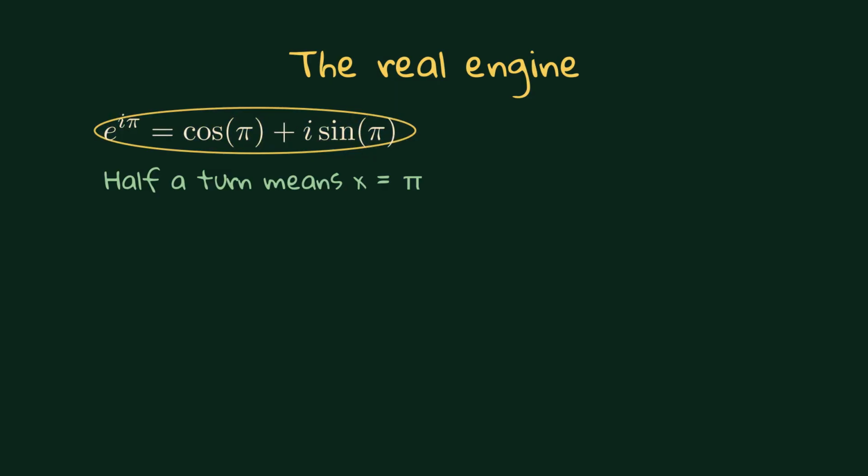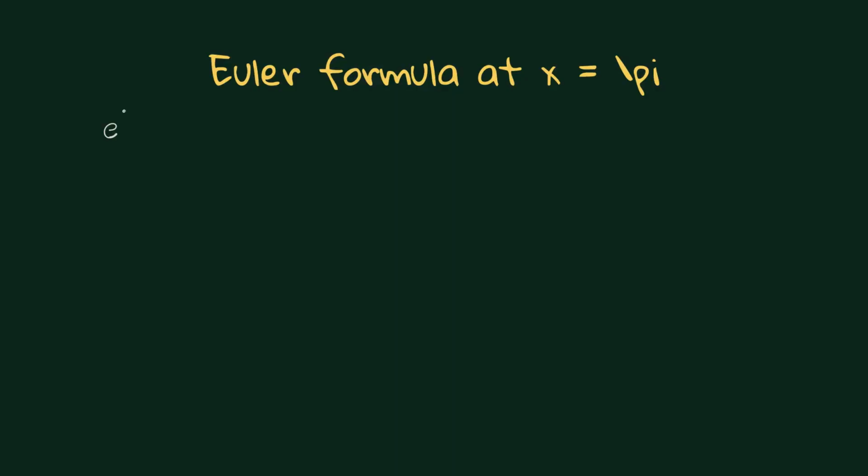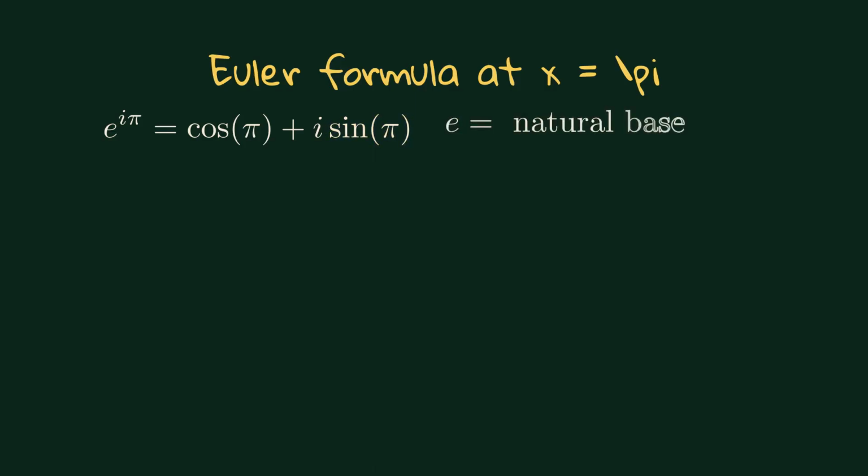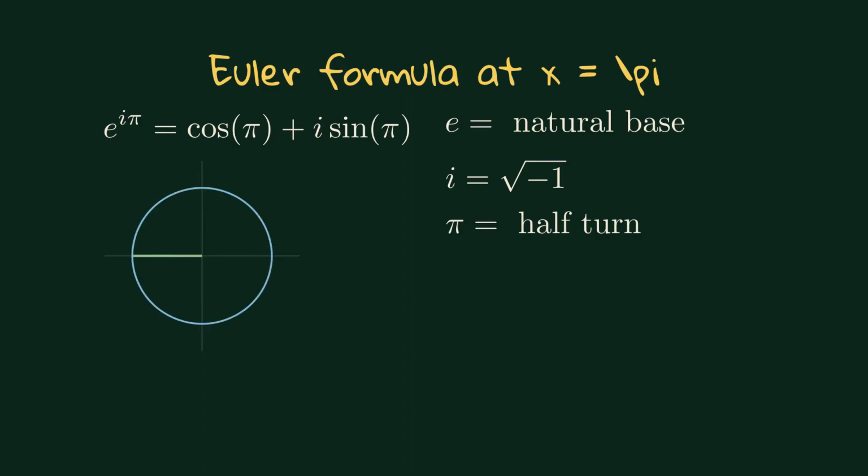Now, set x equal to pi. The formula becomes e to the i pi equals cosine of pi plus i sine of pi. Here, e is the base of the natural exponential. i is the square root of -1. Pi is half a turn on the unit circle. Cosine of pi is the horizontal part at that angle. i sine of pi is the vertical part in complex form.